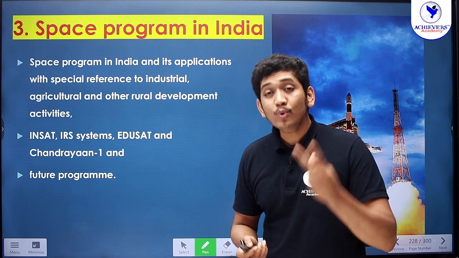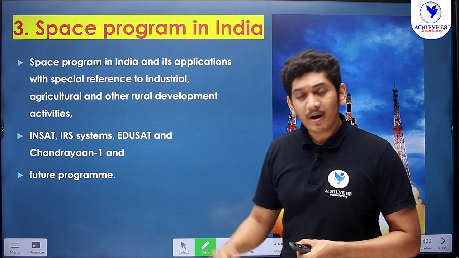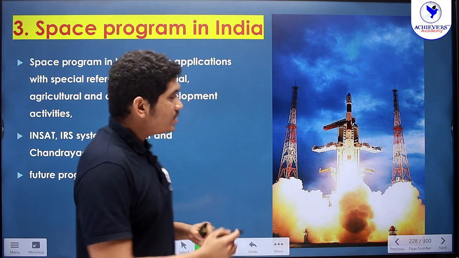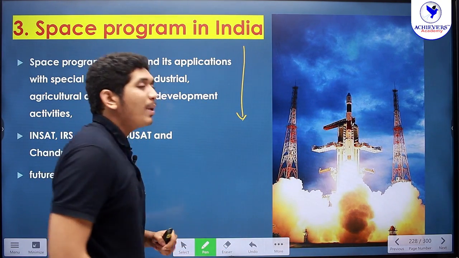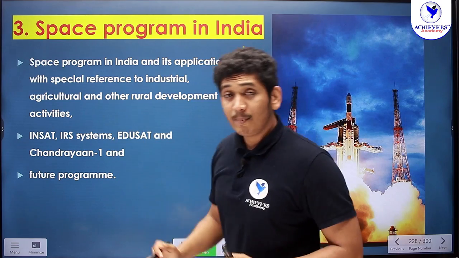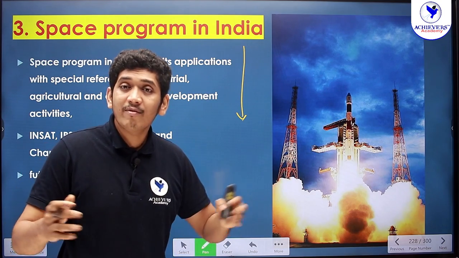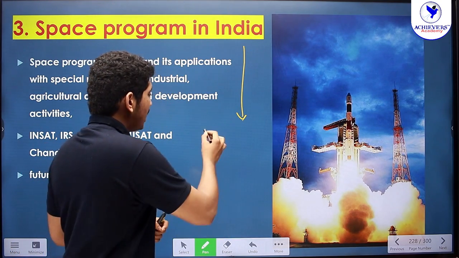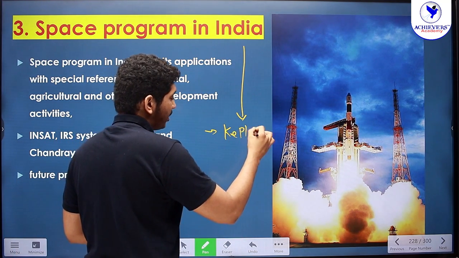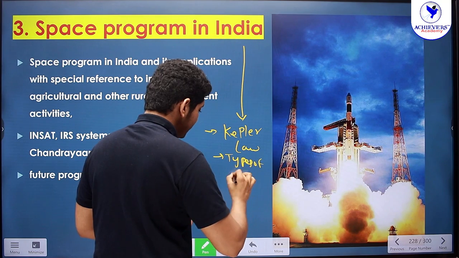Next, you have two space topics in the syllabus. One is space programs in India. Here we have to explore a lot of dimensions. When you are learning space programs in India, for the purpose of prelims, in mains there is nowhere mentioned, only a limited syllabus. But for the purpose of prelims, the term space programs in India has a very wide connotation. I'll be teaching you about the different orbits like Kepler's laws and types of orbits.